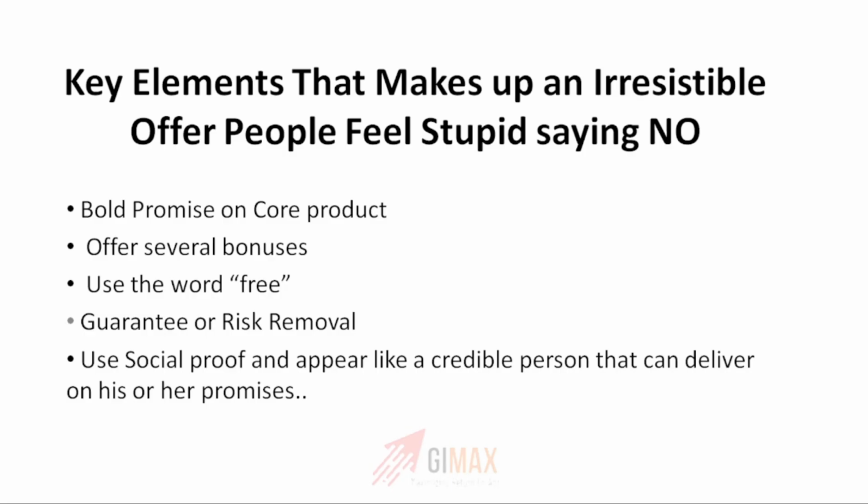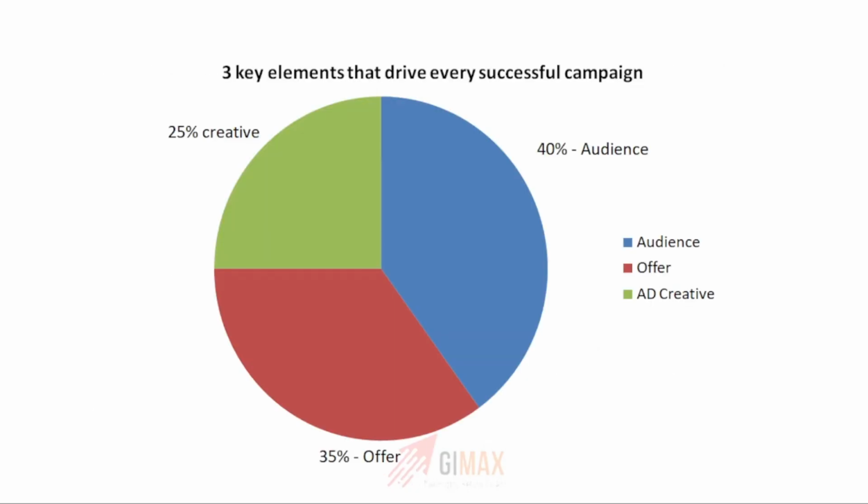Now, there are key elements that make up an irresistible offer people feel stupid saying no. The offer must have a bold promise on the core product. It must offer several bonuses. It must use the word free, right? The offer must have a guarantee or a risk remover. Alright, the offer must have social proof and the person offering it must appear like a credible person that can deliver on his or her promises. Alright, so that's exactly how you do it.